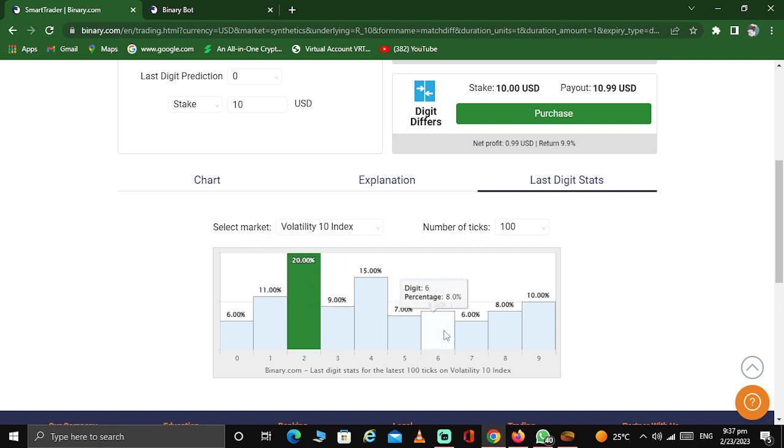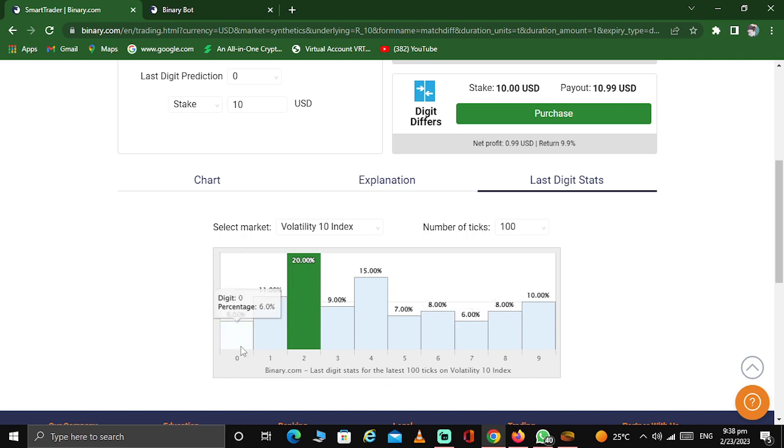As you can see in this last digit statistics, the digit that occurred most in the last 100 ticks was 2. So we're going to avoid 2, followed by 4. We're going to avoid 4, followed by 11. We're going to avoid 11. So let me start from the least. We have the least from 0, 0 and 7 are the least on here.